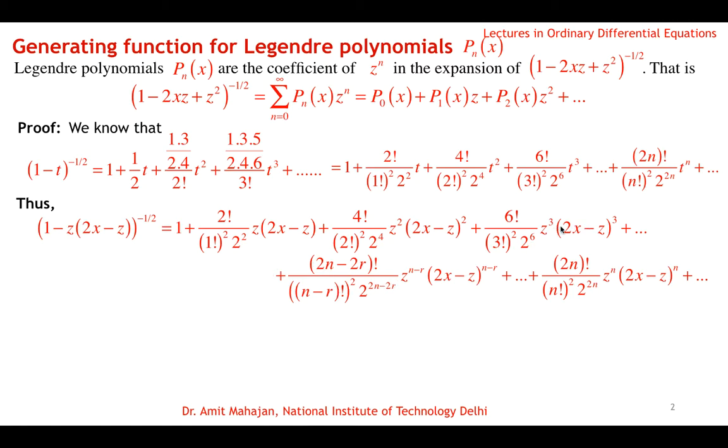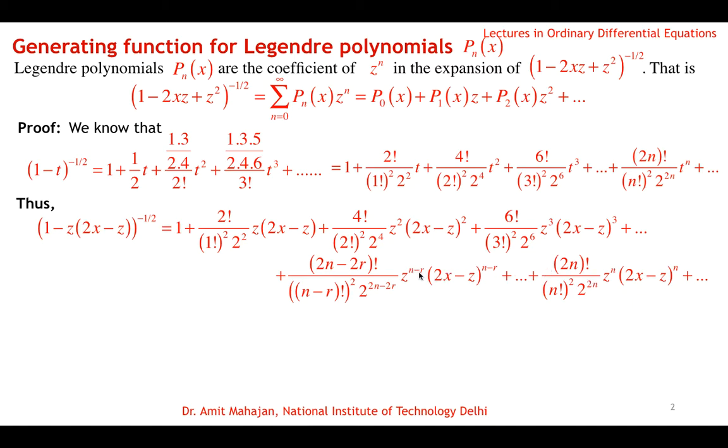Because this will not give z^n for all r. So if we look carefully here, if I put r = 0 in this term, it will be this term. r = 1 will be one previous term, r = 2 will be a further previous term.